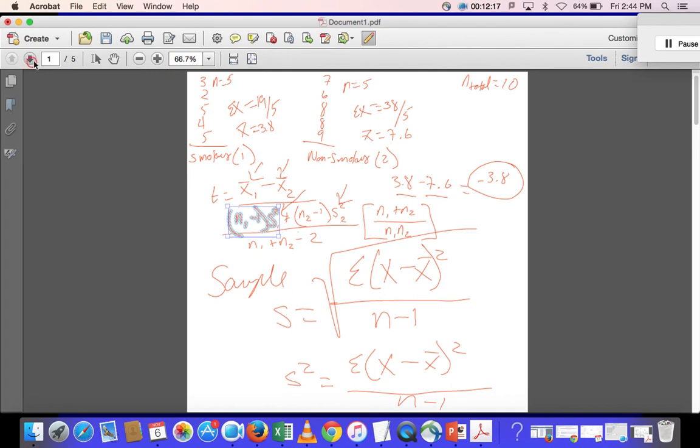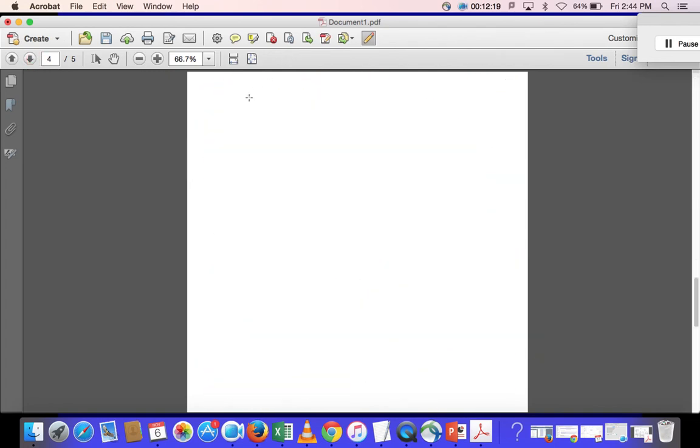Okay, so I'm going to go ahead and just have it on another page. So again, we already knew that the difference between the two averages was a negative 3.8 because we looked at the difference between 3.8 and 7.6, giving me a negative 3.8.